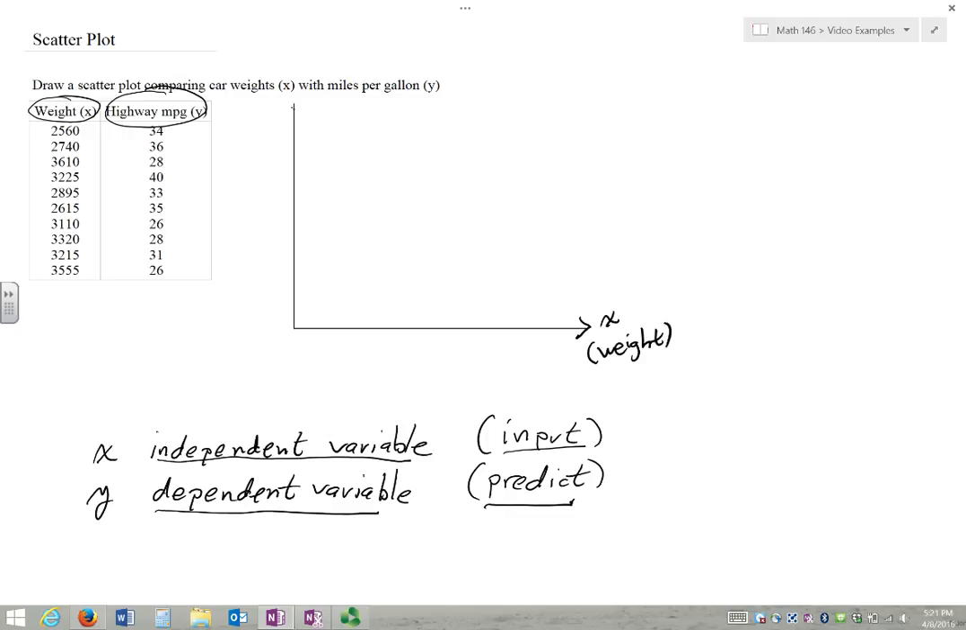And on the Y-axis, I'm going to put miles per gallon. And this is actually from a data set, I think it's highway miles per gallon. The data set gave highway and city, so I just chose highway, thinking that might be a better predictor or a better indicator. So let's put the scale on the weight axis, no pun intended. We have about 2,500 to 3,600, roughly, a little over 3,600.